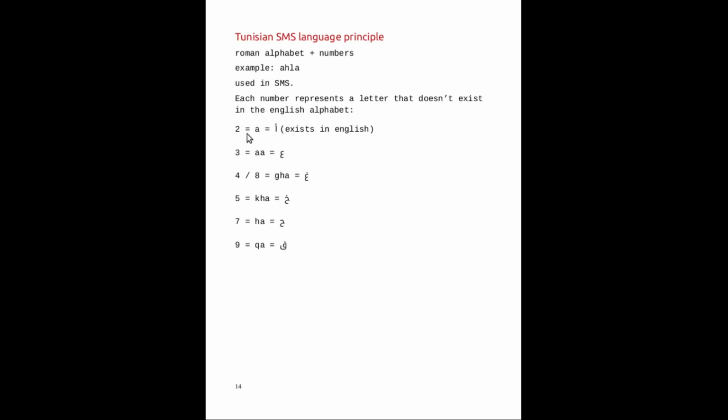For example, the 2 is the hamza, and it is in the English alphabet. For example, the 3 is the ayn. 4 or 8 is the letter gha. 5 is kha. 7 is ha. 9 is qa. So you basically read English or read French, and if you encounter a number, you read it as it is written here.